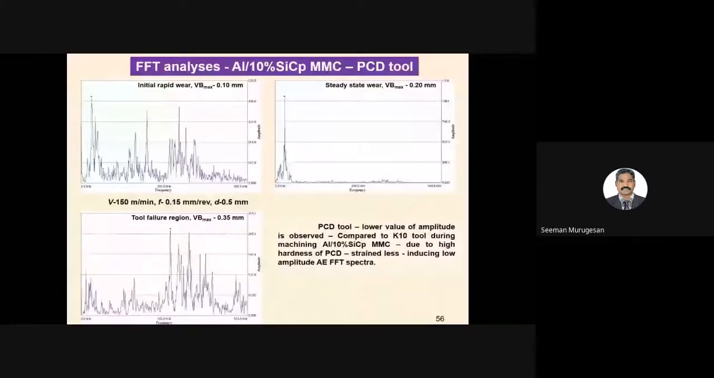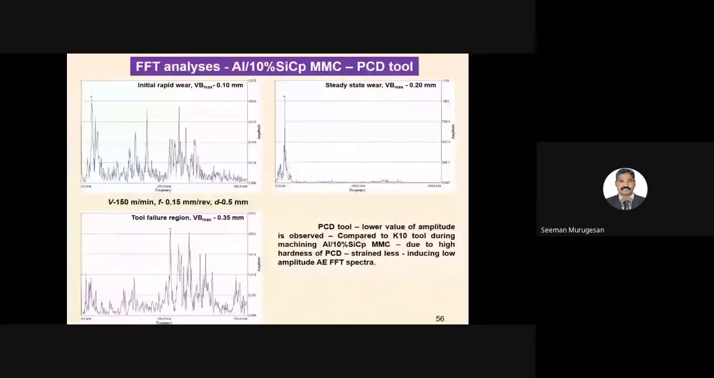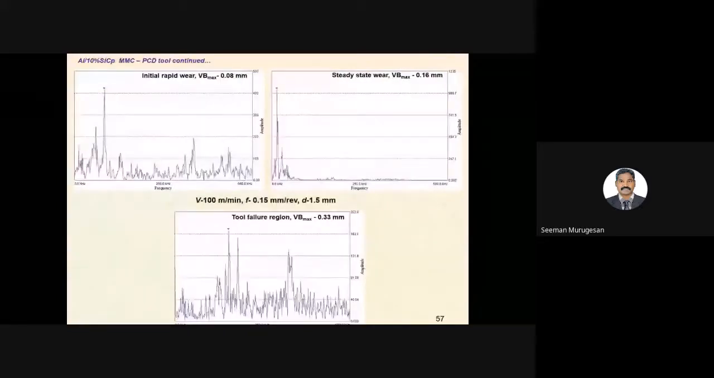But otherwise, the initial rapid and steady regions will be indicated in a similar manner like the K10 tool. This is for 150 meter per minute. Then this is 100 meter per minute. Similarly, the amplitude will be less compared to 150. At 100 meter per minute, less intensity of the AE signal will be observed.